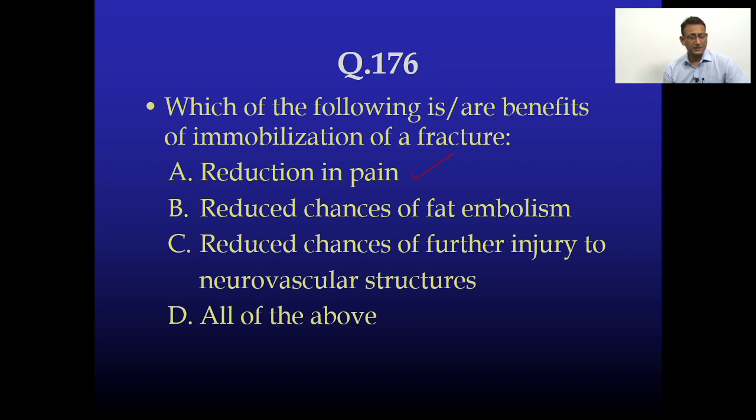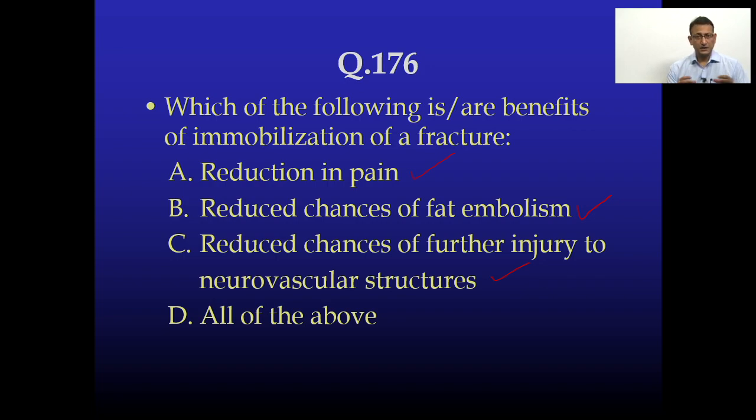there won't be any increased fracture at the fracture site. So, the chances of fat embolism will be reduced. So, yes, immobilization or splinting will reduce the chances of fat embolism as well. Reduce the chances of further injury to the neurovascular structure. Yes, it will also reduce the chances of neurovascular injury, because bone is a hard and sharp structure.